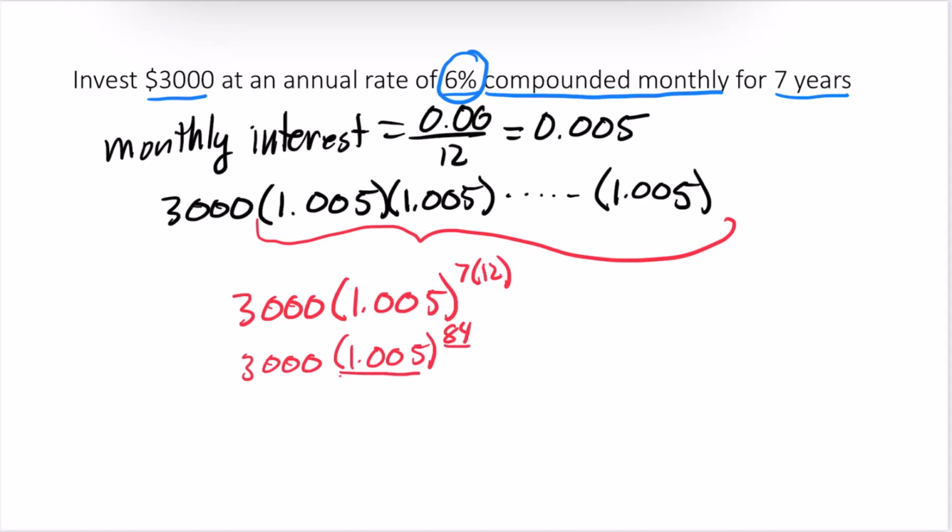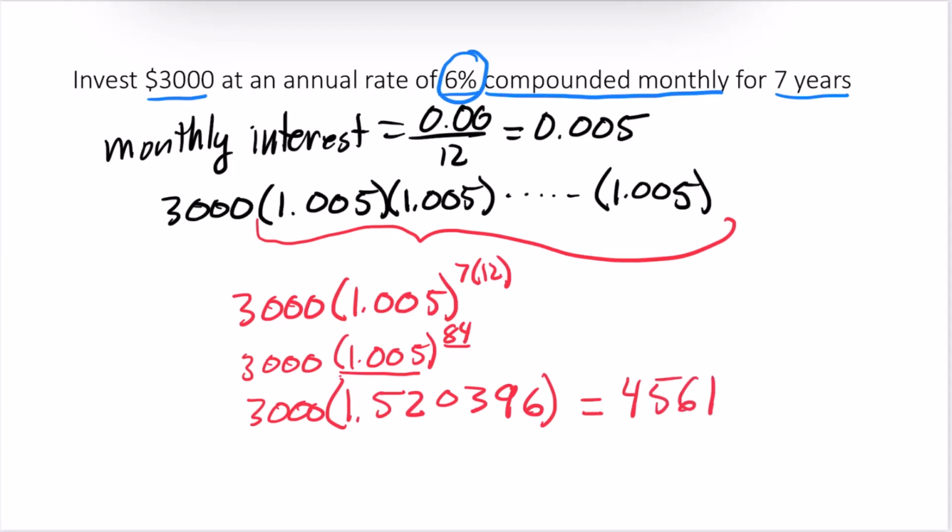So 1.005 raised to the 84 is 1.520396. And you want to make sure you always keep at least 6 decimal places so that you don't end up with a rounding error in your final answer. And when we multiply 3,000 times that decimal, we end up with a total amount of $4,561.11. And so this is the amount of money we would end up with at the end of the 7 years if this interest was compounded monthly.